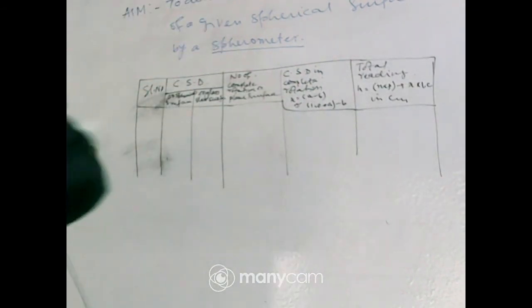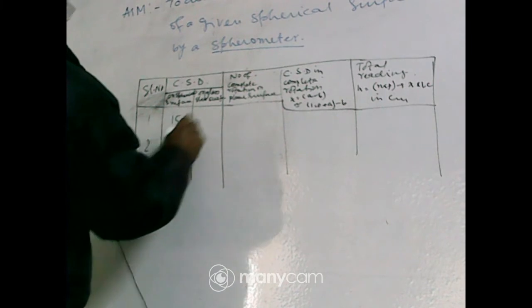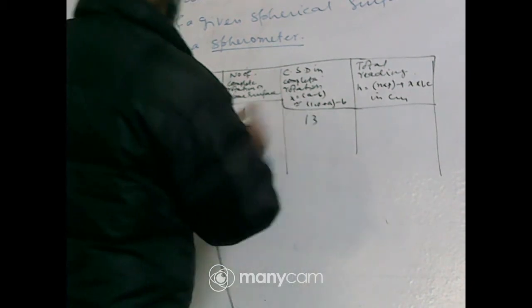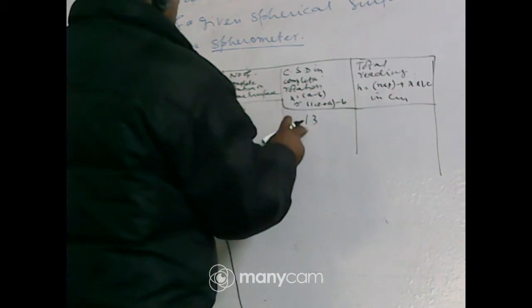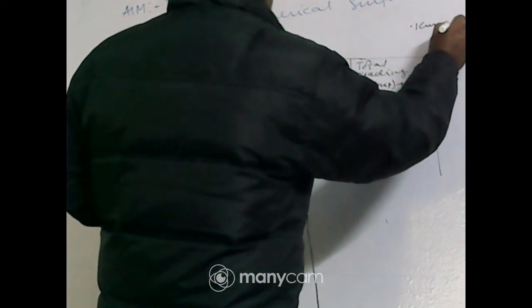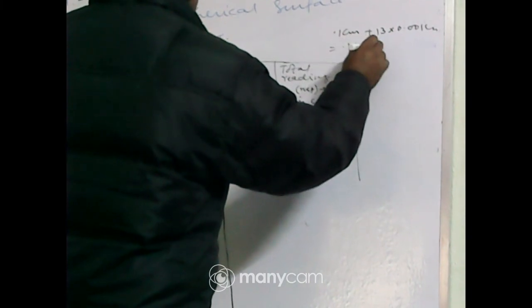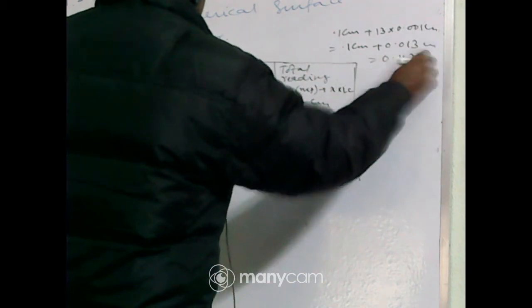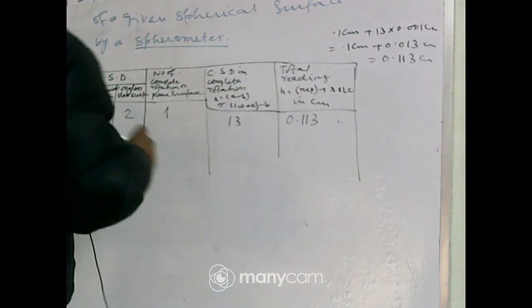Okay, you check it for the first observation, second and third. 15 division, 2, that is 1 complete rotation. 15 minus 2 equal to 13. 1 millimeter, that is equal to 0.1 centimeter, plus 13 into 0.001 centimeter, that is 0.1 centimeter plus 0.013 centimeter, that is equal to 0.113 centimeter. 0.113 centimeter in centimeter scale.